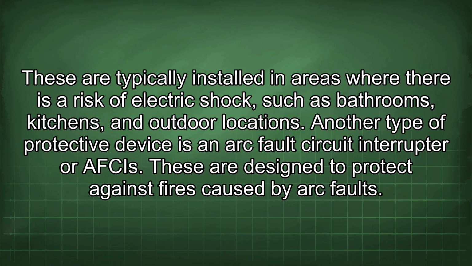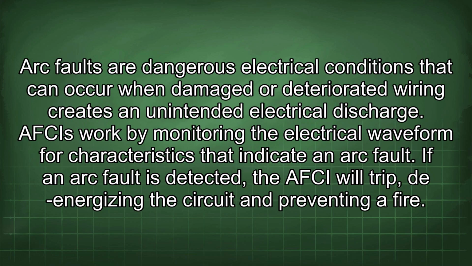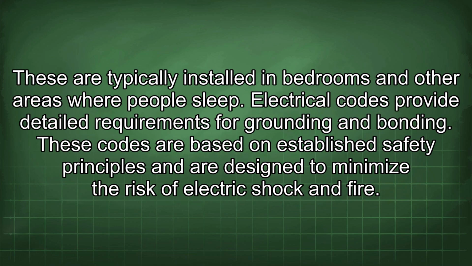kitchens, and outdoor locations. Another type of protective device is an arc fault circuit interrupter, or AFCI. These are designed to protect against fires caused by arc faults. Arc faults are dangerous electrical conditions that can occur when damaged or deteriorated wiring creates an unintended electrical discharge. AFCIs work by monitoring the electrical waveform for characteristics that indicate an arc fault. If an arc fault is detected, the AFCI will trip, de-energizing the circuit and preventing a fire. These are typically installed in bedrooms and other areas where people sleep.